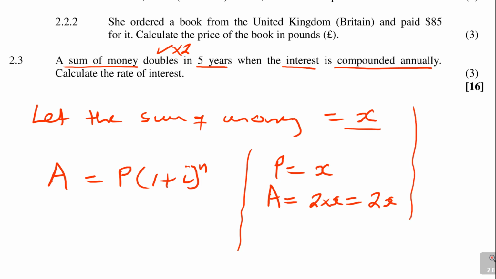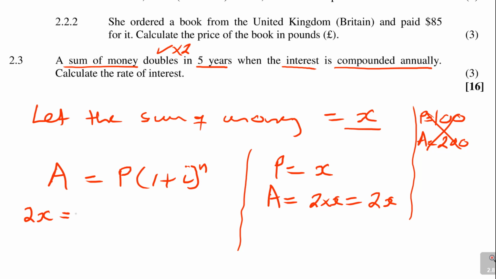So it's like this. If the initial amount P was 100 Rand, and it doubles, you're going to say your A was 100 times 2, which is 200 Rand. You see, that's what the symbol means. But we don't know the amount, hence it's 2X. And then you can now put in the values here.